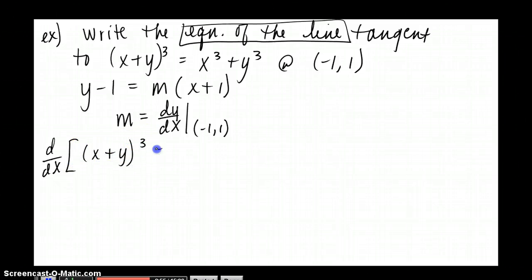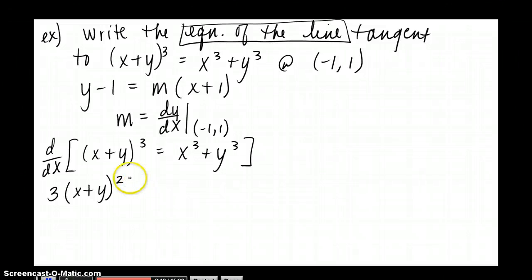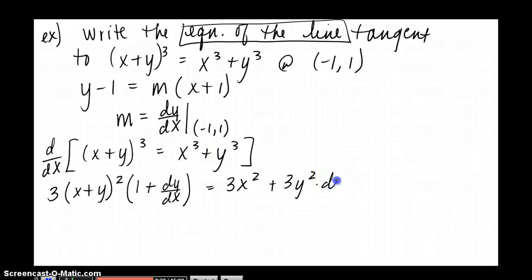(x plus y) cubed equals x cubed plus y cubed. Okay, so on the left-hand side, I have my chain rule happening here. So how do we differentiate something to the third power? Bring that exponent down, subtract 1 from the original, and now what do we do? We multiply by the derivative of the inside. So the derivative of the inside, derivative of x is 1, plus the derivative of y is dy/dx, and that equals 3x squared plus 3y squared times dy/dx.